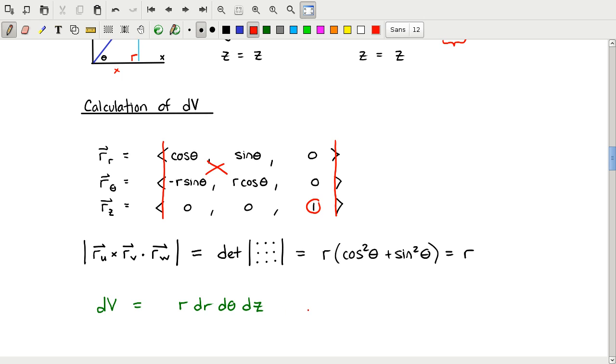This is not at all surprising because it's just basically polar coordinates plus z, which is a Cartesian variable. So here is our polar dA, and then times our Cartesian dz gives us our volume element dV.